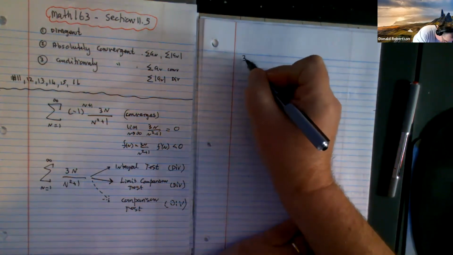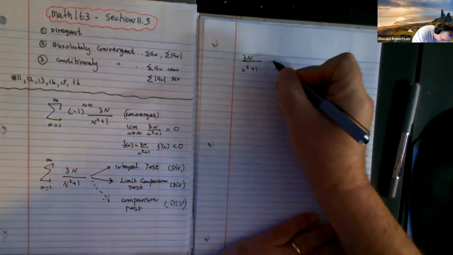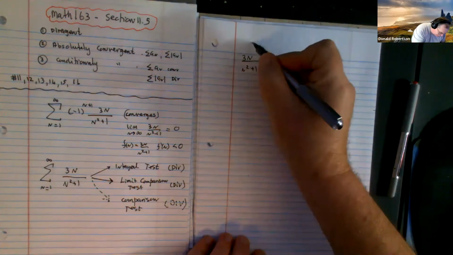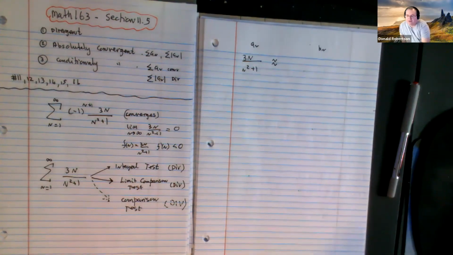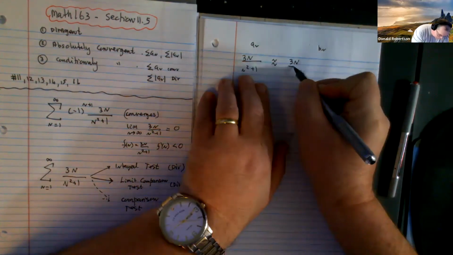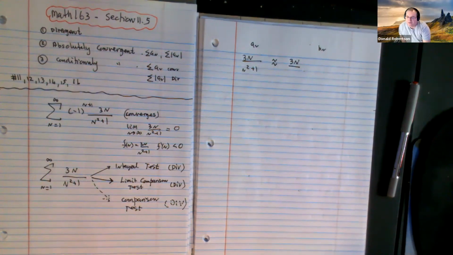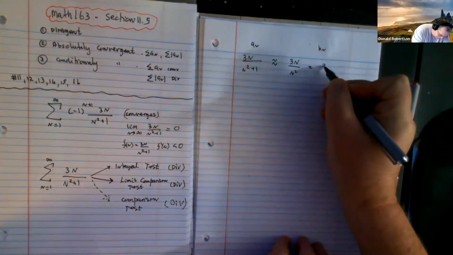So let's start with this guy. And since I'm going to do the limit comparison test, isn't my first job to find the comparison guy? And we do that by what I call surgery. So what we call the top guy 3n, what will we call the bottom guy? N squared. Okay. And that in turn becomes 3 over n.